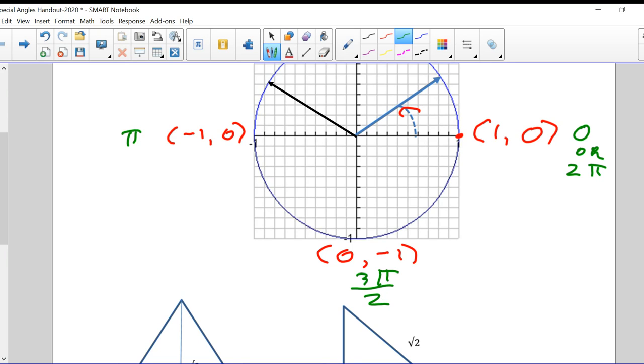Okay? So far, so good? Right? And then if we were to continue, we'd get right back to the start again, which would be 0, or we could call that 2 pi as well. Because remember, 2 pi is the same thing as 360 degrees. So they're equivalent.